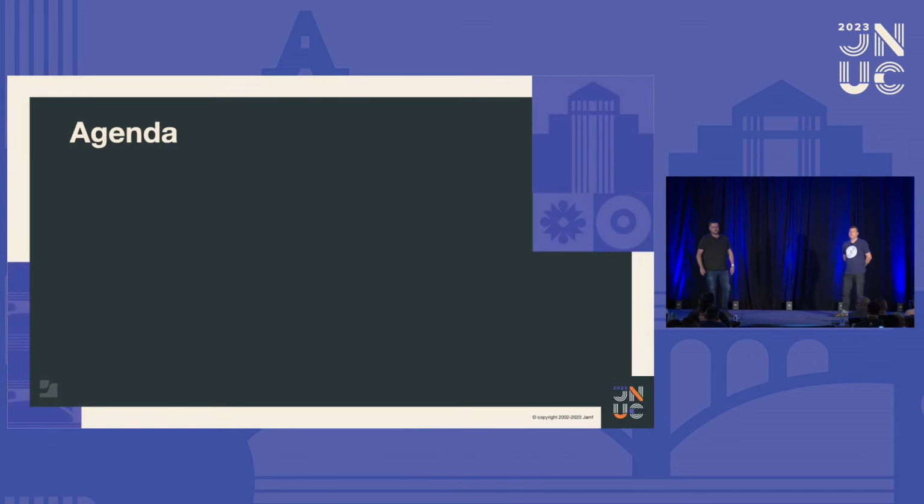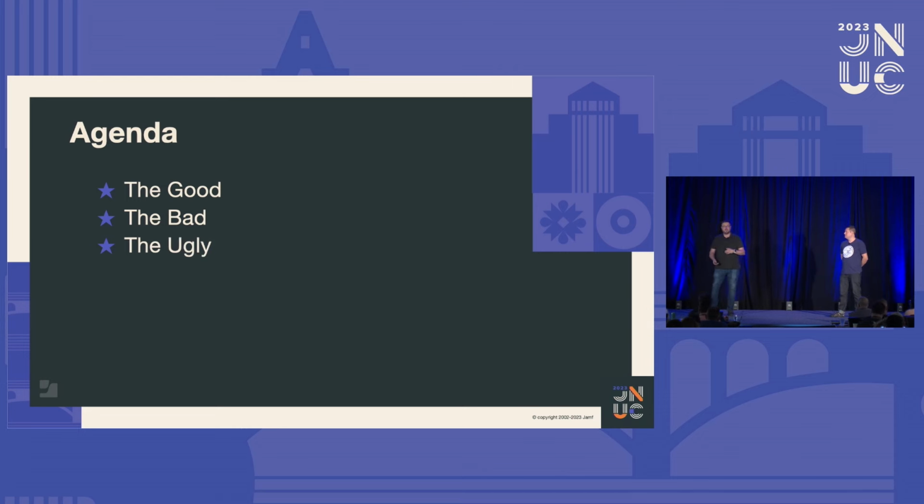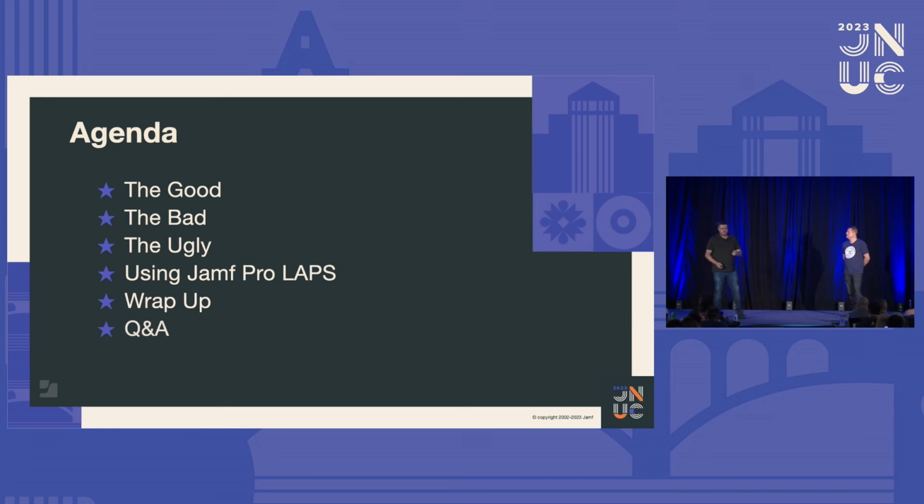So, our agenda, let's dive in. Now, local admin management means, like, we're talking LAPS, right? First off, the good, so the good about it. Then we're gonna dive into the bad. Then we're gonna dive into the ugly. Then using Jamf Pro LAPS. Wrap up, and if there's time, Q&A.